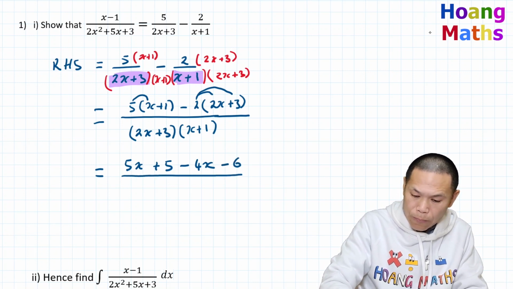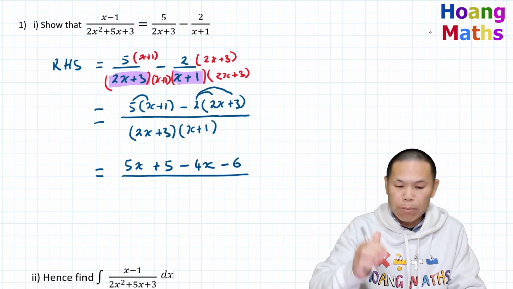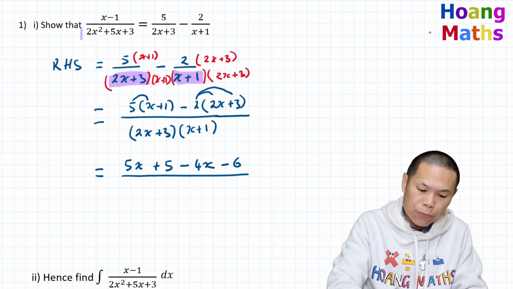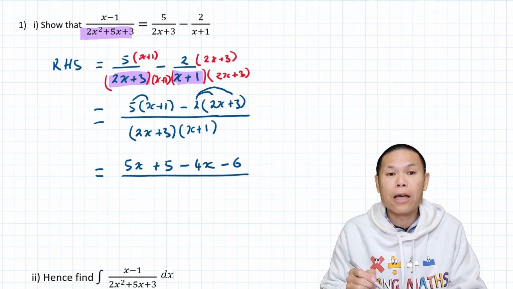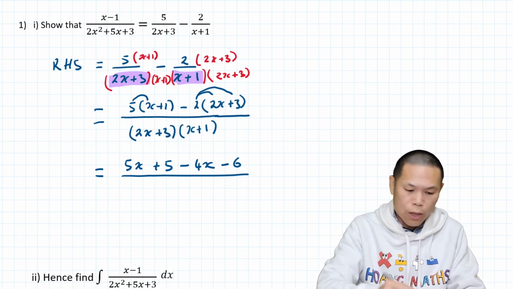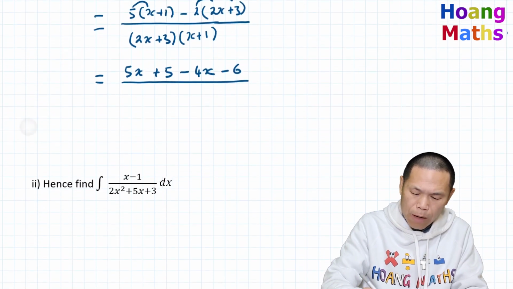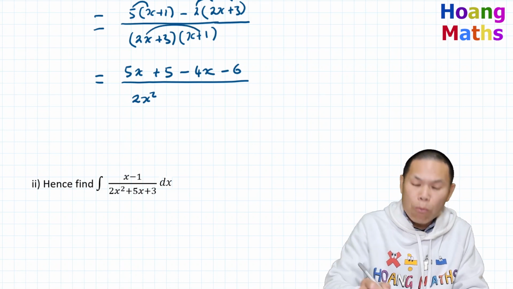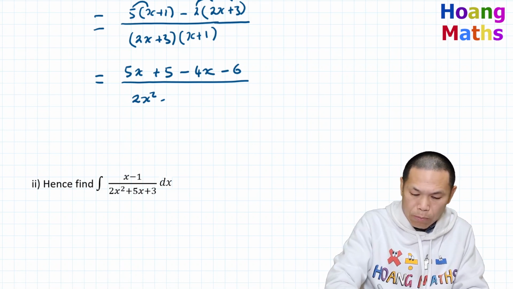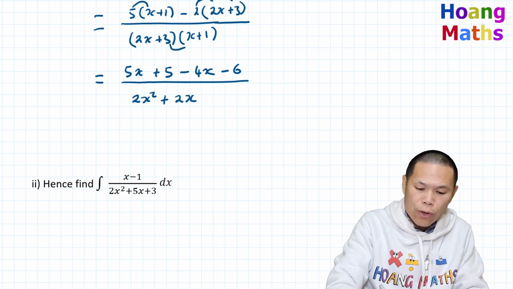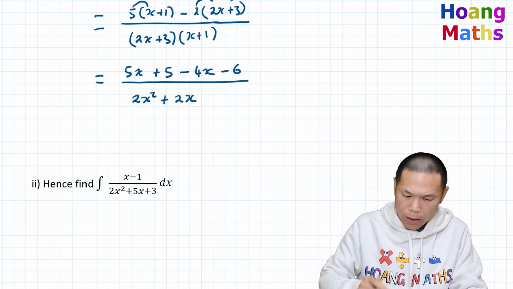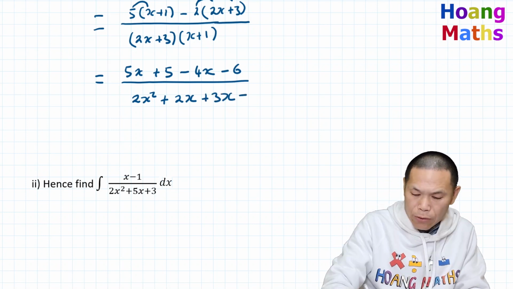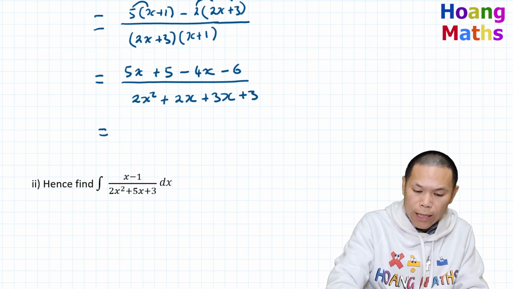And this is over, underneath we can expand the brackets because we want to show the right hand side equals the left hand side. So we have (2x plus 3) times (x plus 1). 2x times x gives 2x squared, and 2x times 1 gives plus 2x. Now 3 times x gives 3x, and 3 times 1 gives plus 3.